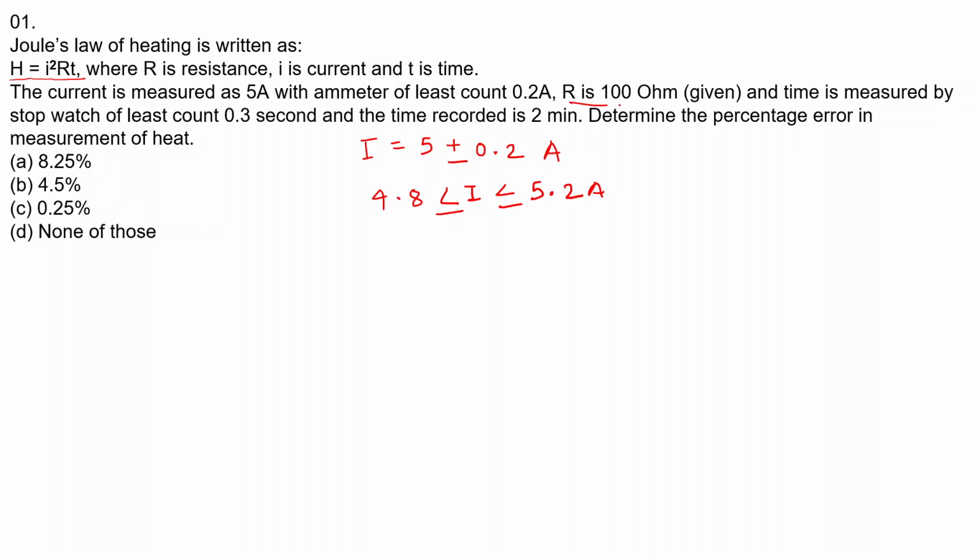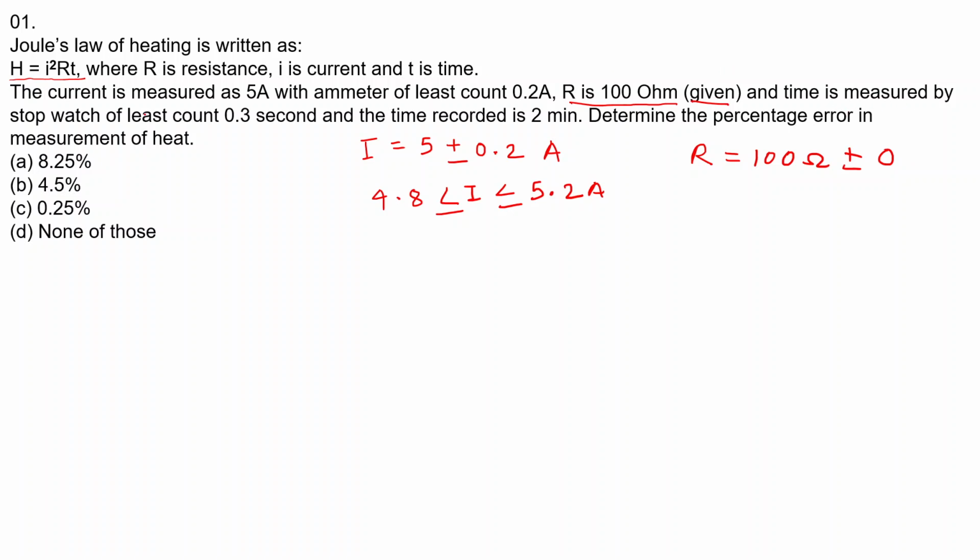Now the resistance is 100 ohm and it's given. We did not take a measurement of the resistance. We have just been given a resistor and told that its resistance is R. We are not measuring it. That means R is 100 ohm and there is no error, it is 0. We have just been given that the value is 100 ohm.